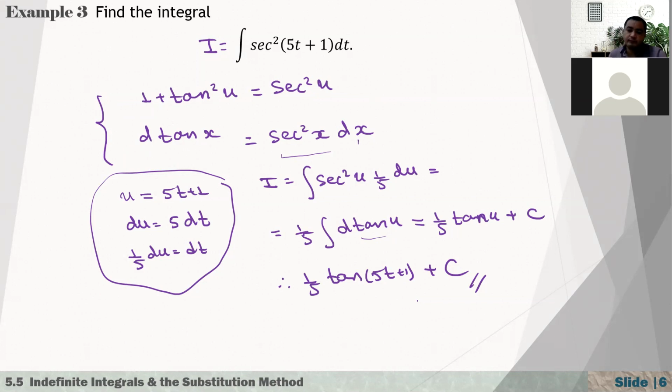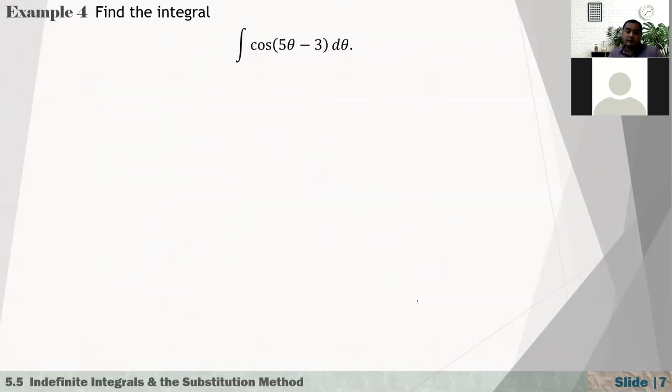Okay, let's move on. These are just simple concepts. Find the integral of cosine of 5 theta minus 3. Again, immediately, let our variable be u, equal to 5 theta minus 3.